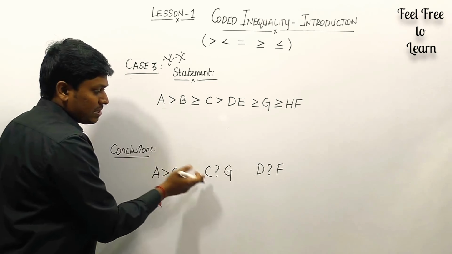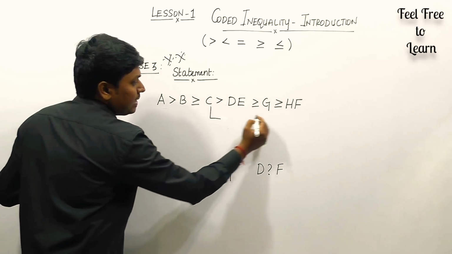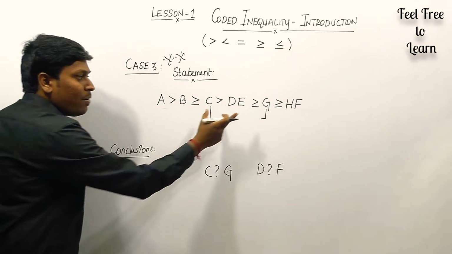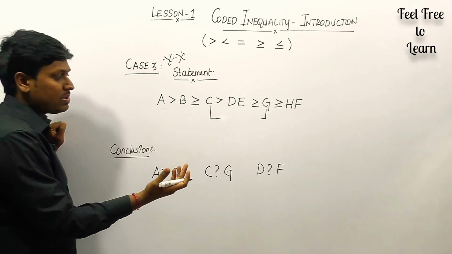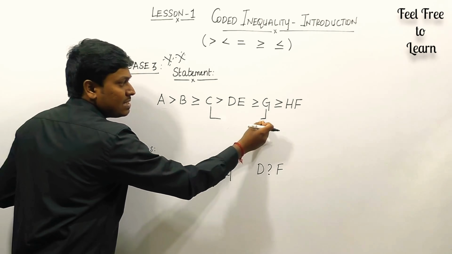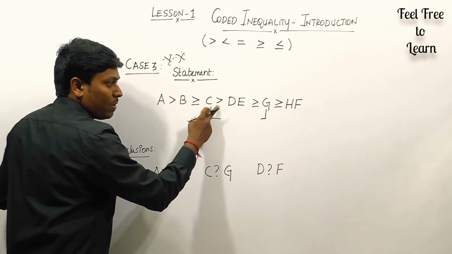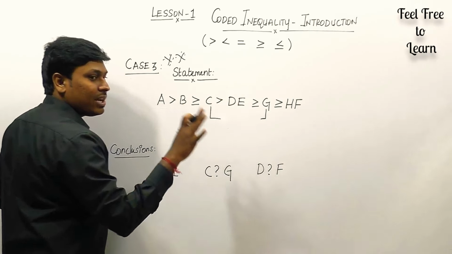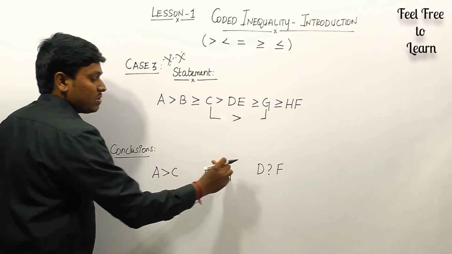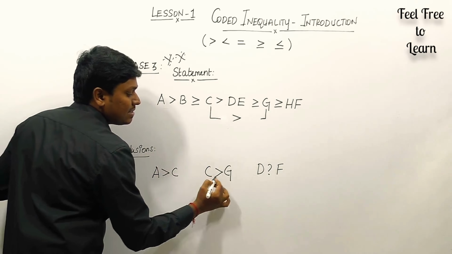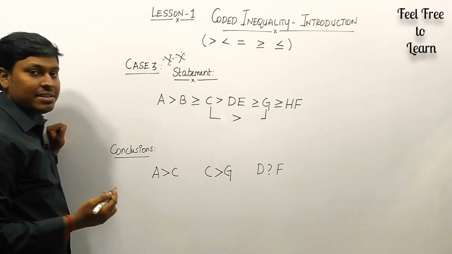So the next conclusion is C and G. Listen carefully friends, while comparing C and G, we have only two symbols. Don't consider the equal to symbol because we have eliminated it. One is greater than and the second is greater than or equal to. The common one out of both symbols is greater than. So we can say that while comparing C and G, we got the answer that C is greater than G.